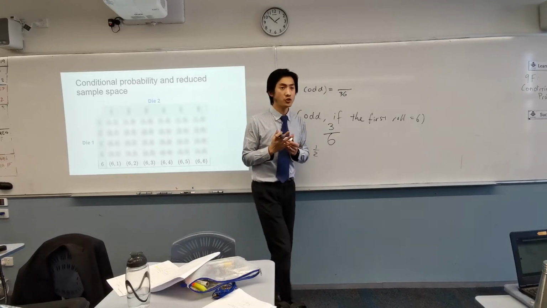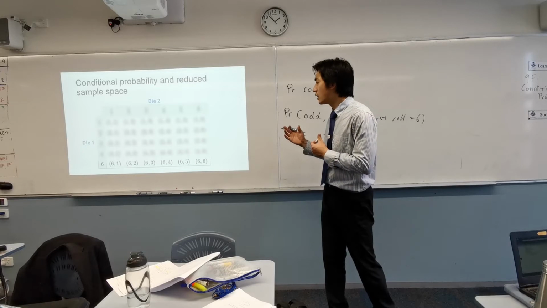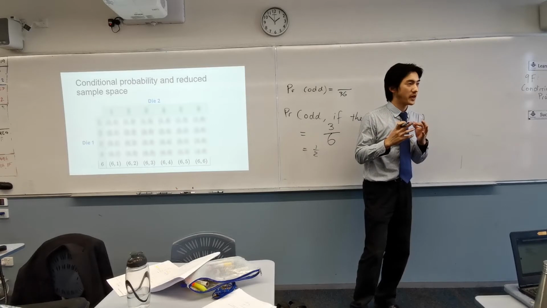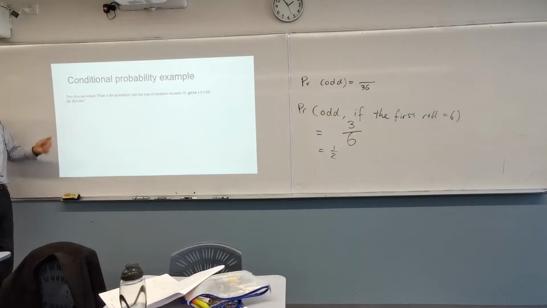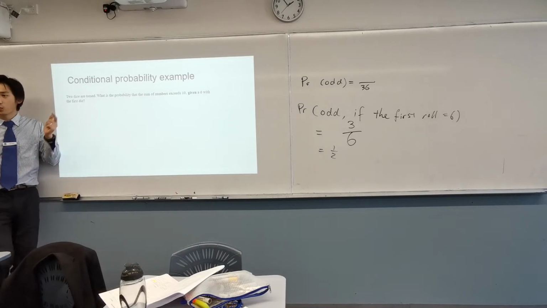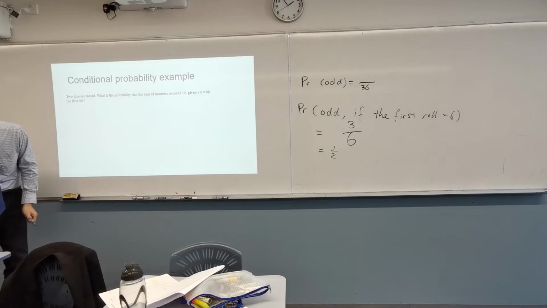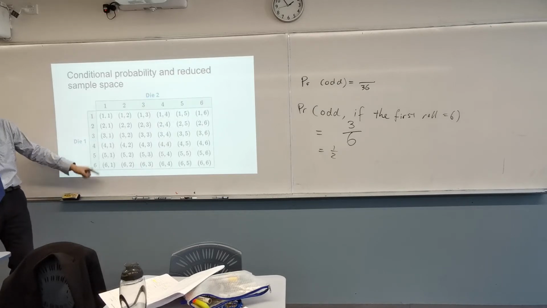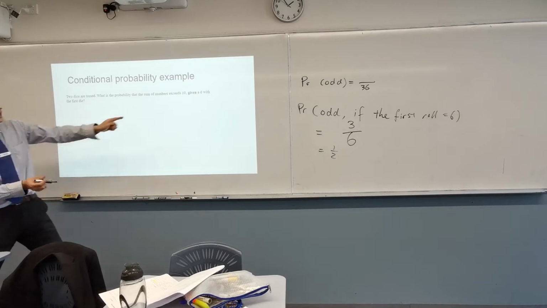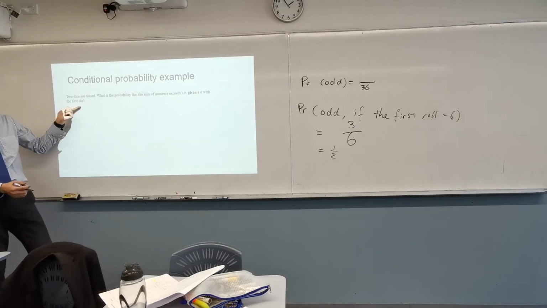So that's the key. Conditional probability is where you give a condition on your events. And what that does is it reduces the sample space. It makes it smaller. Here's the question, I'll read it out. It's not a question that you need to work on first. 2 dice are tossed. What is the probability that the sum of numbers exceeds 10, given a 6 on the first die? Once again, you're tossing 2 dice, but you're not going to list out the entire sample space because you're only interested in some of those outcomes. And the condition to that is given a 6 with the first die.